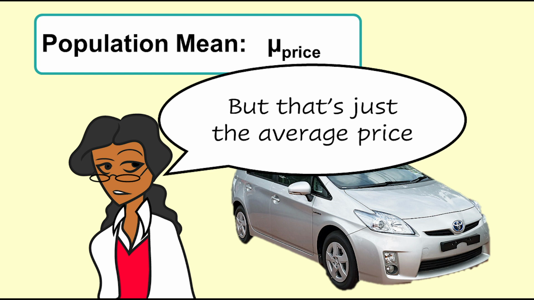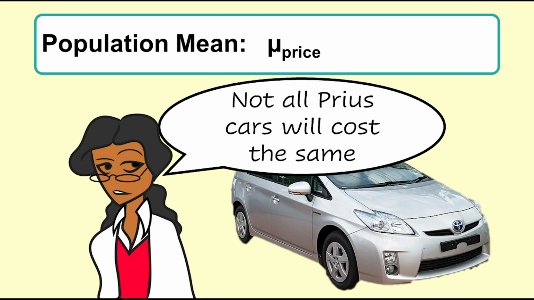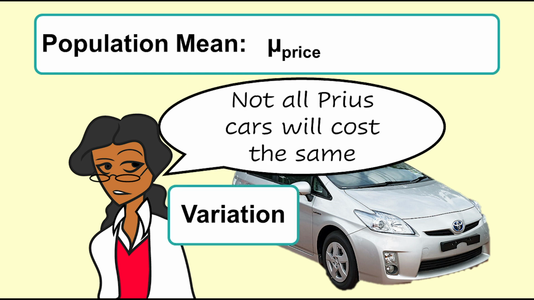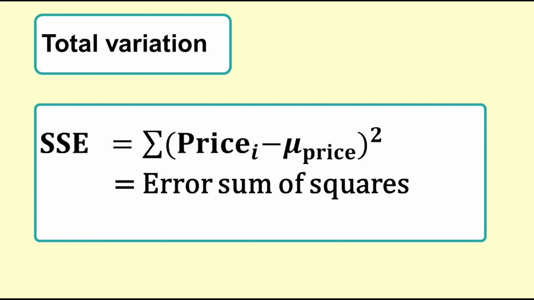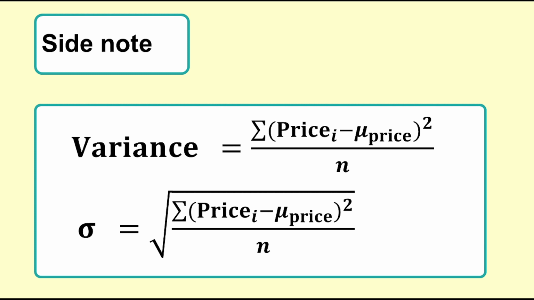There would be variability around that single value of the mean, as not all used Priuses are going to have the same asking price. We could calculate the sum of the squares of the distance of each price in the population from the mean, which would give us a measure of the total variation in the prices. It is called the error sum of squares, or SSE. As a side note, if we then divided that by the number of cars, we would get the population variance, and from that the square root gives us the population standard deviation.